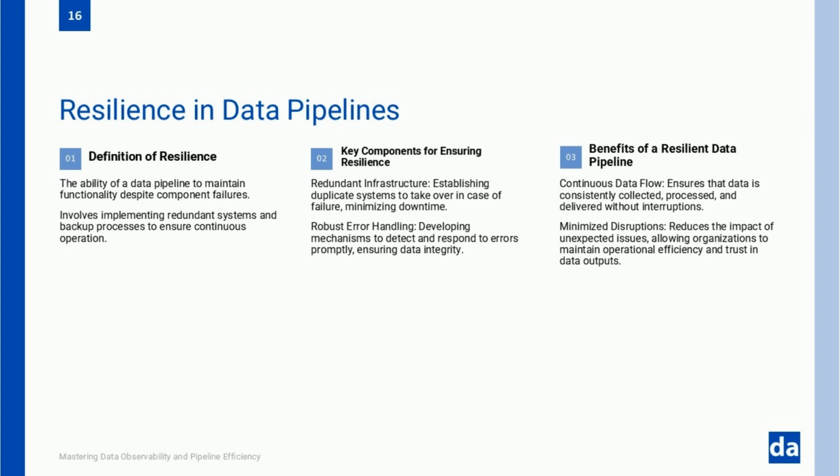1. Definition of resilience. Resilience refers to a pipeline's ability to maintain functionality despite component failures. This involves implementing redundant systems and backup processes to ensure continuous operation, so you don't face the chaos I once did. Key components for ensuring resilience: redundant infrastructure.